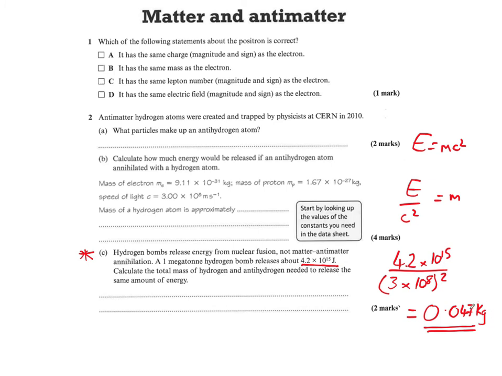So just think about that. 47 grams of hydrogen releases that much energy, the energy in a hydrogen bomb. It's a huge amount of energy released from nuclear fusion.